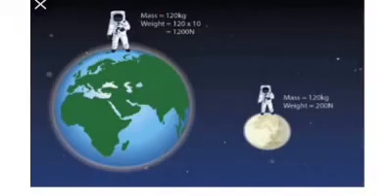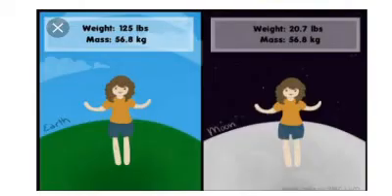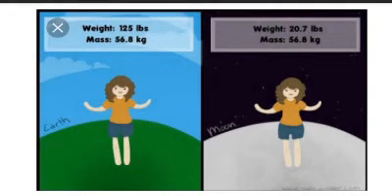See here, two astronauts, one standing on the moon and another one standing on the earth. We can see here the masses are the same. Yes, another example is given here. Here is a lady. See here, the masses are the same, 56. But the weight is changing because she is standing on earth and then on moon. Now how to calculate, we will learn in the next slides.